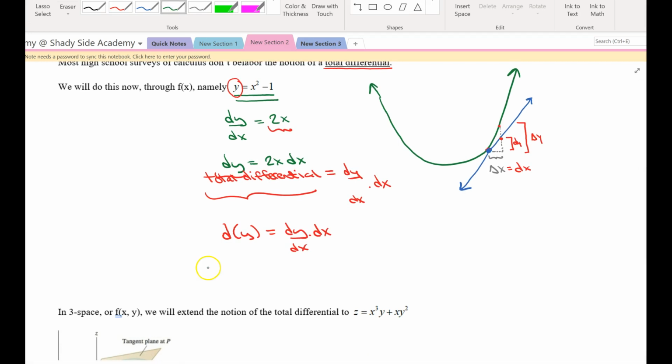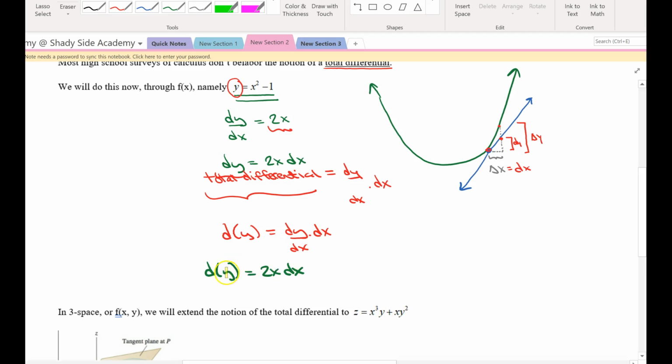So here, when I have dy equals 2x dx, probably our most comfortable narrative that we tell ourselves is the total differential of something is 2x dx.